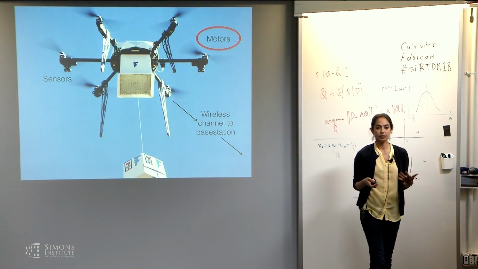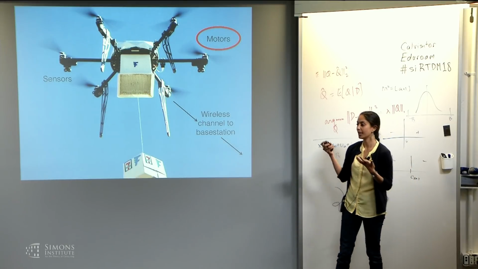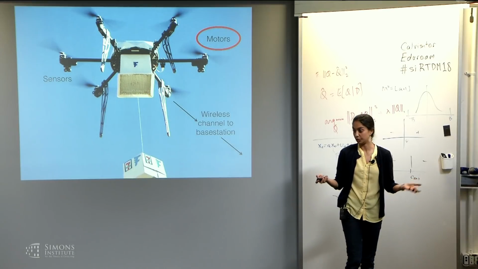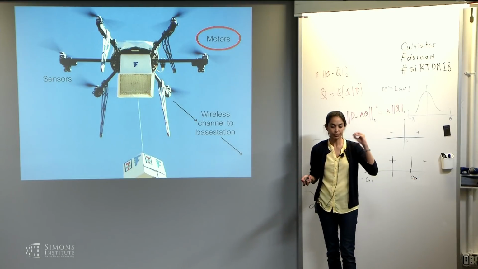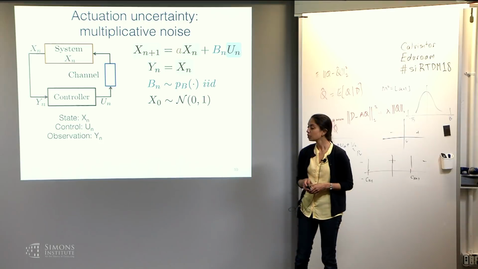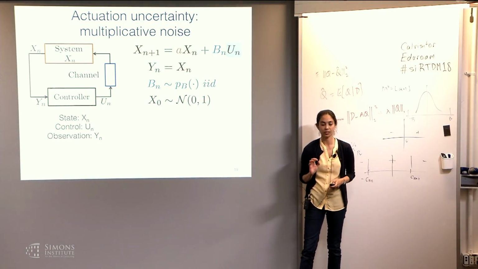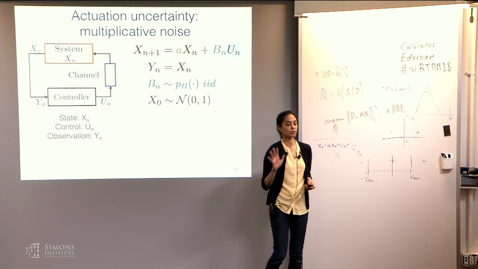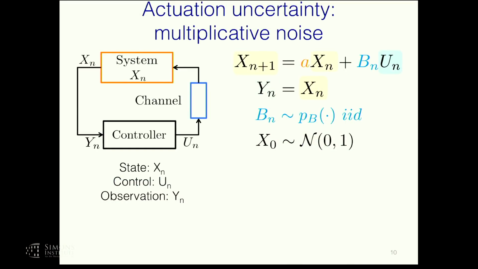So let's start. And first, I'm going to focus on uncertainty on the actuation side. So let's think about what happens when your motor has some uncertainty in it. So think about the PWM example here. So let me now give you exactly what the model is. So here I want to think about a very simple scalar system. And here, let's say, x is the system state as usual. And it's evolving according to this equation. X at time n plus 1 is a times x_n plus b_n times u_n.